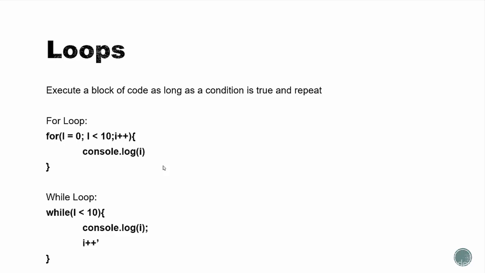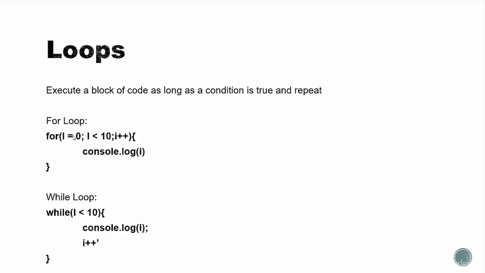Next we have loops. Loops can execute a block of code as long as a condition is true, and then it will repeat that until the condition is no longer true. So there's a couple different kinds of loops. We have a for loop. You can see we're using the for keyword, and we're setting 3 different parameters.